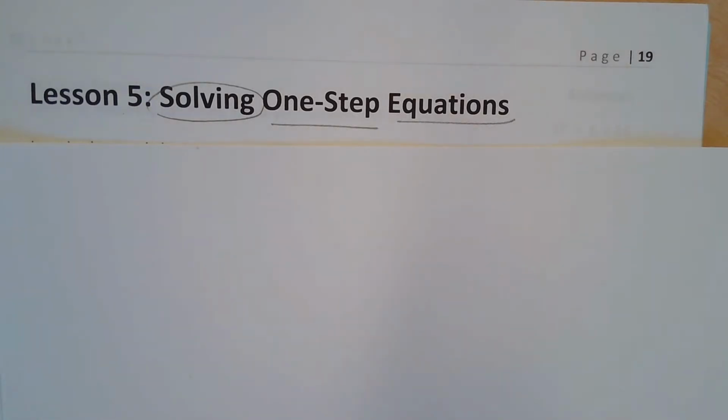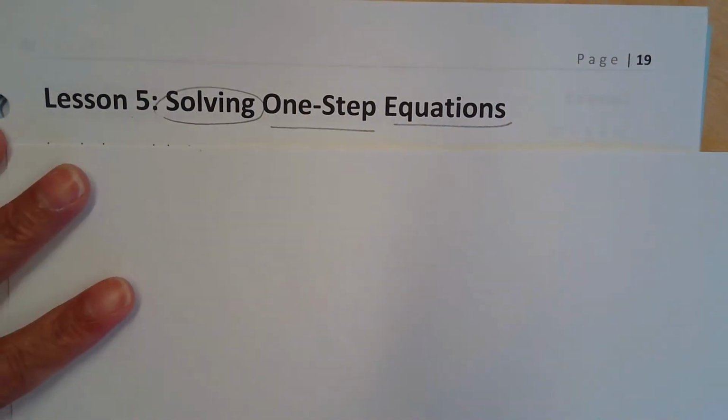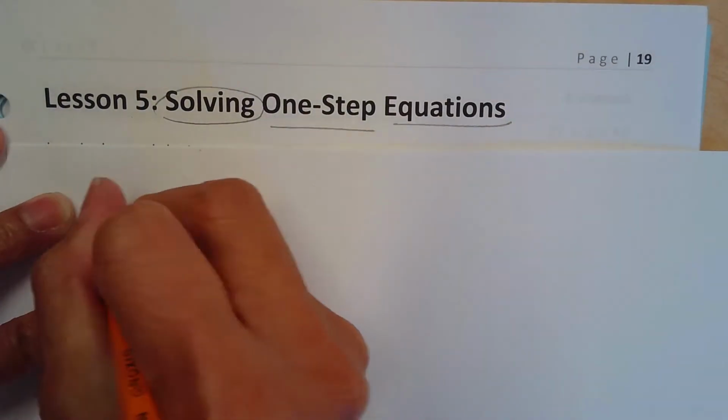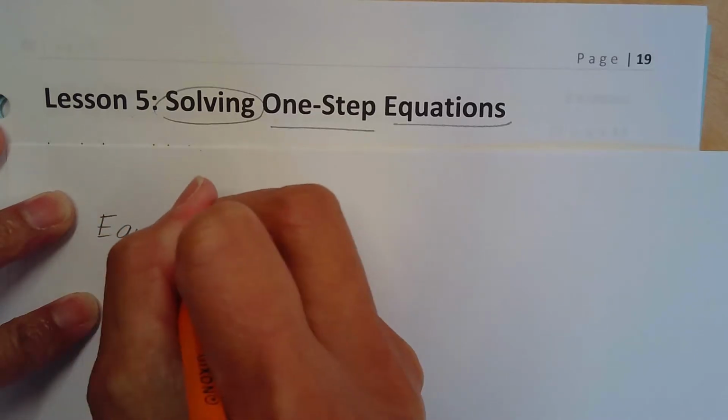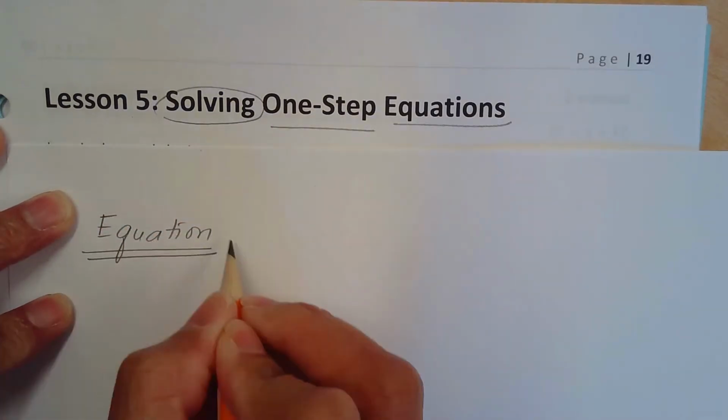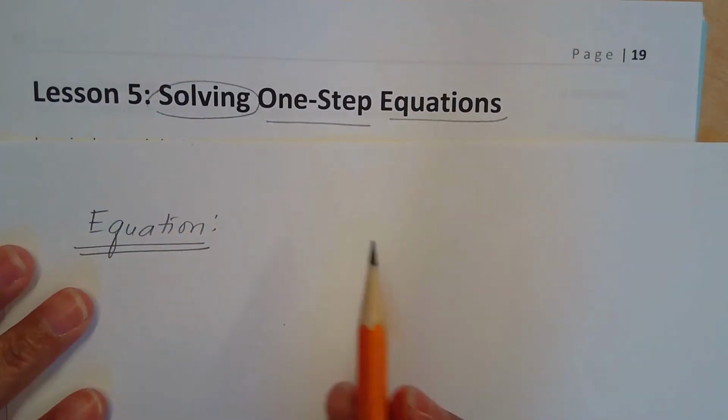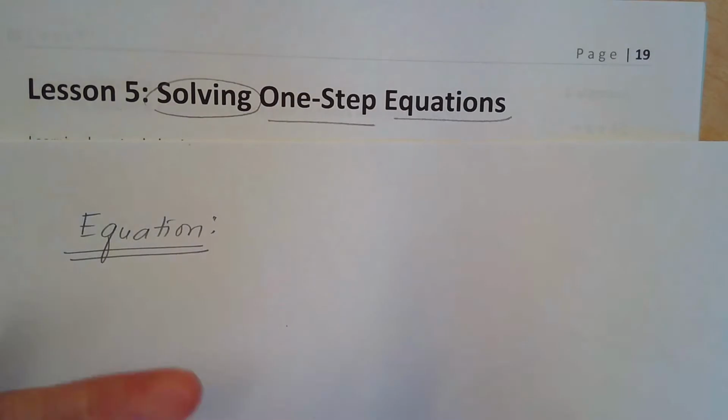Equation. What is an equation? Something not equals. Equation. There's a difference between an expression and an equation. An equation is when you have two expressions, two mathematical expressions trying to equal each other.